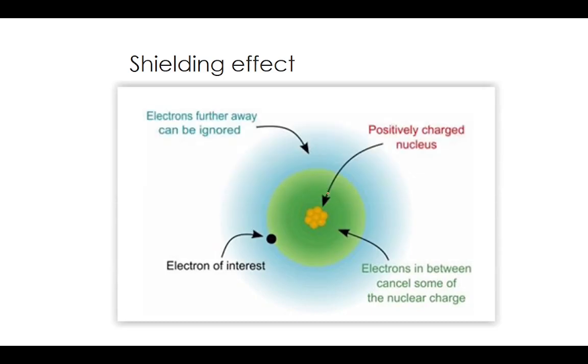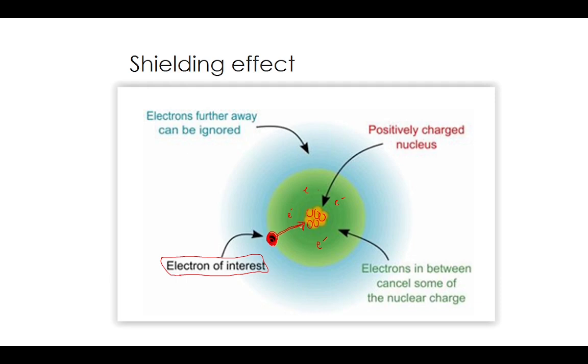Shielding effect refers to the inner electron. Inside here there is inner electron that moves around. Let's say this is the electron of interest, the one that we are going to study. What will happen to the attractive forces of this electron to the nucleus? This is the nucleus, there is proton, so the proton here will attract the electron.